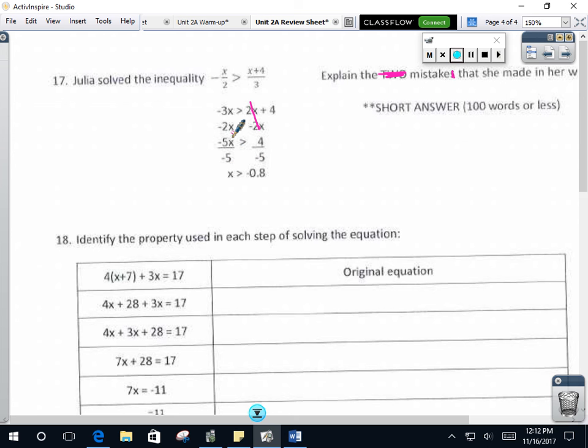No, you're trying to get x by itself. So you remove the number beside the x, which is negative 5. Divide by negative 5, divide by negative 5. So she did that okay. 4 divided by negative 5 is negative 0.8. So what did she do wrong? She didn't flip the sign. Okay?